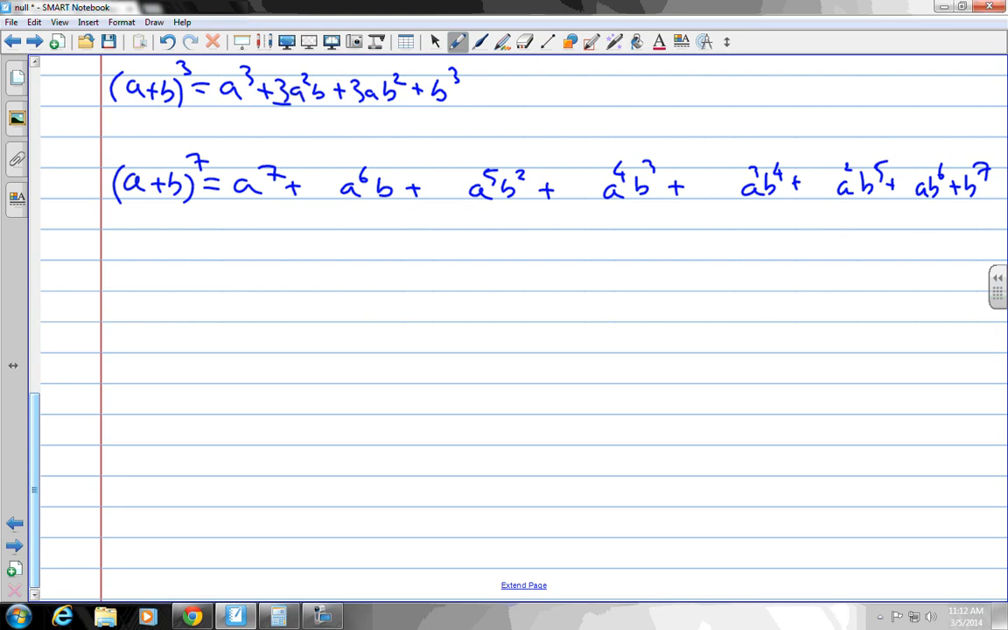So a to the 7th, that's easy. How many ways can I rearrange 7 a's? There's only one, just 7 a's. If I do a to the 6th b, so 6 a's, 1 b, so they're just placing b, right? I can put b in the first place, second place, and so forth. So I'll have 7 of those, right? But going further, how many ways can I rearrange 5 a's and 2 b's? I don't know. What?